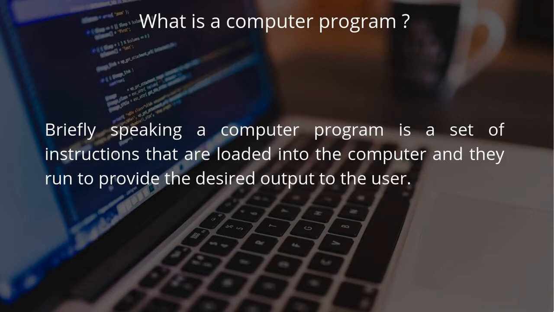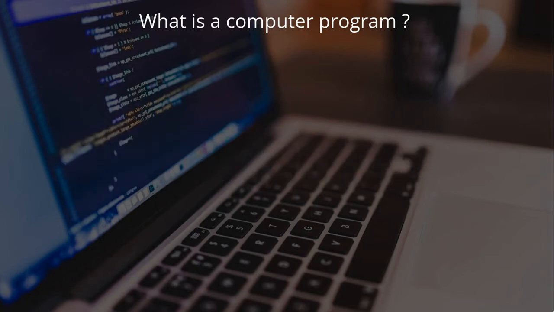Now that you have understood what computer programming is, it's time to understand what a computer program is. It is not a very broad term to understand. Briefly speaking, a computer program is a set of instructions that are loaded into the computer to achieve some sort of desired output and provide that output to the user and programmer.